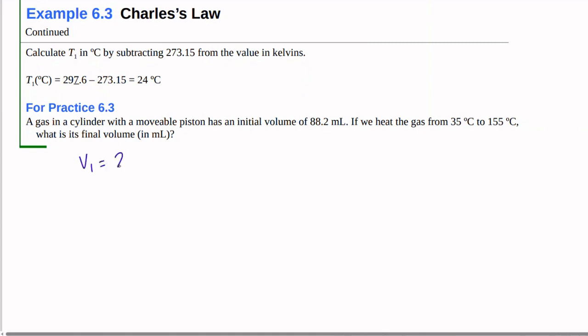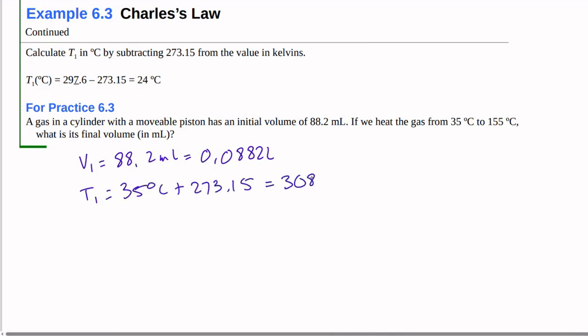So we have V1 is equal to 88.2 milliliters, and I just went ahead and converted to liters to keep everything straight. So that's 0.0882 liters, and T1 is equal to 35 degrees C plus 273.15, which is equal to 308.15 Kelvin, and T2 is equal to 155 degrees C plus 273.15, which is equal to 428.15 Kelvin.